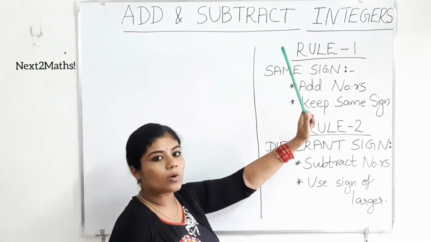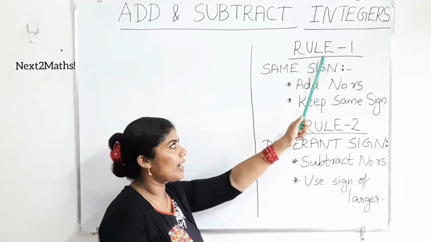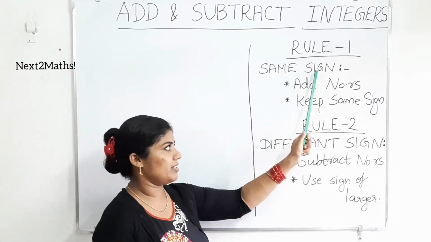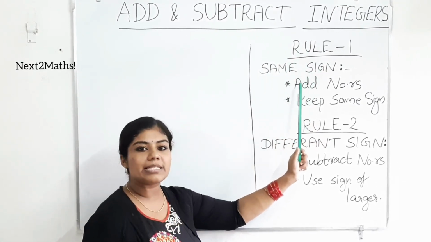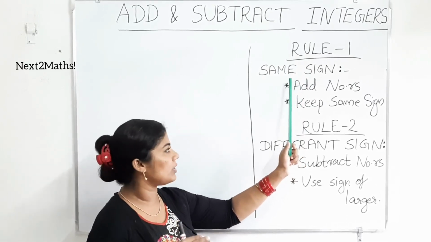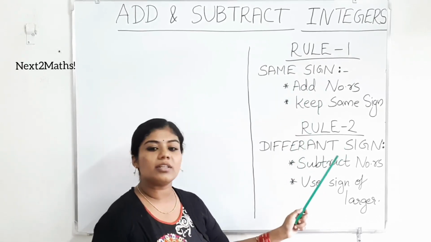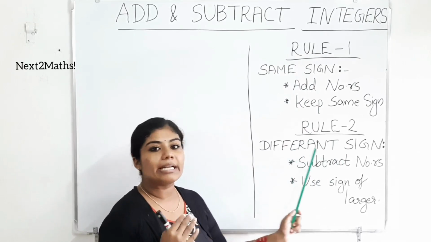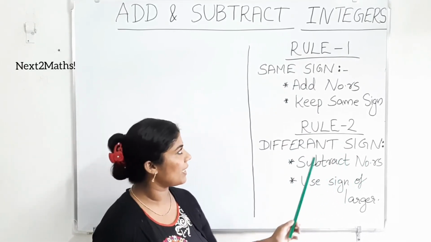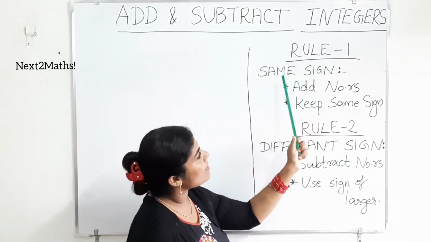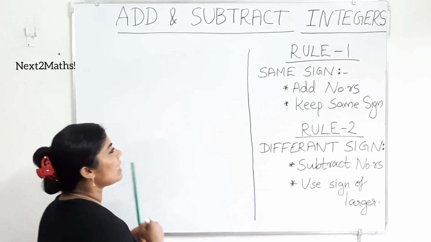What is rule 1? Rule 1 means same sign. If both the numbers have the same sign, what to do? And rule 2 is, if both the numbers have different signs, what to do? Let's take the case where both numbers have the same sign. We can write one example here.